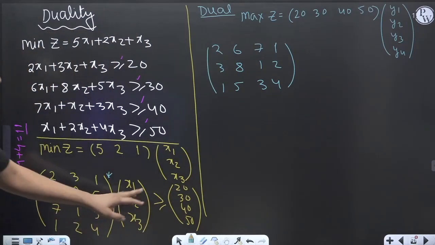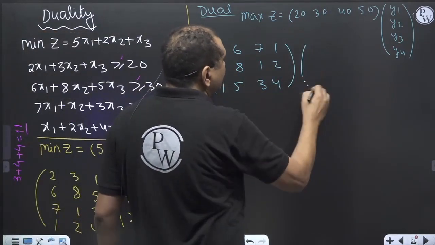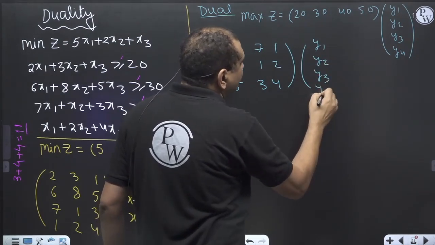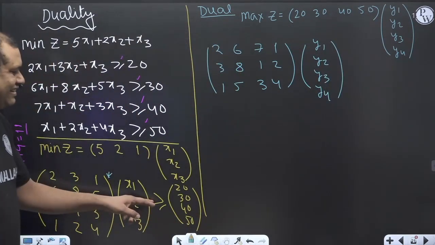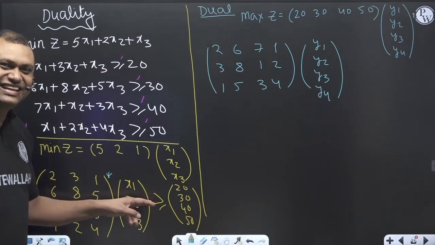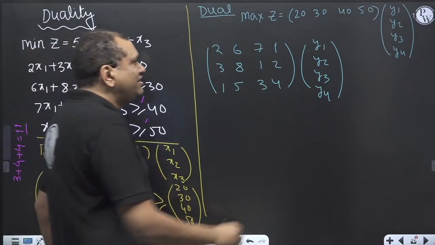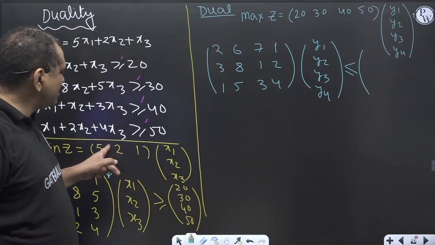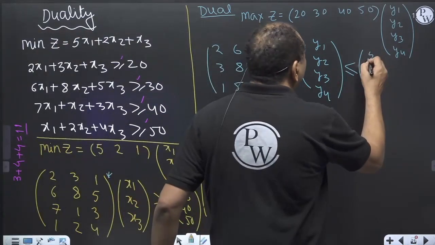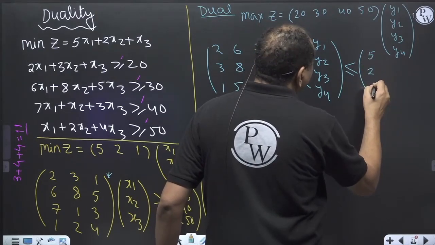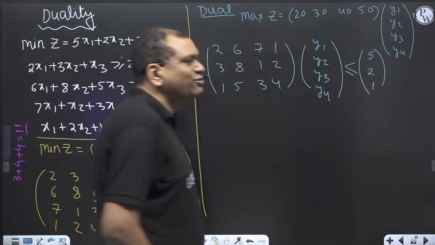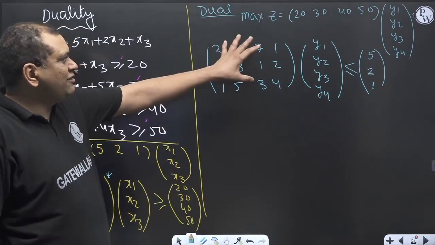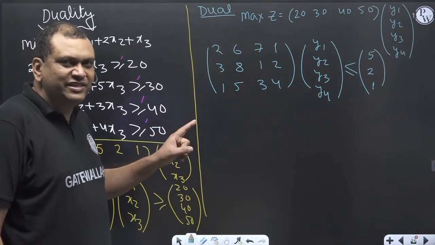Transpose, na? And of course the variables will be y1, y2, y3, y4. This sign changes. Everything becomes upside down. This sign changes, and this matrix will come in the transpose form here, 5, 2, 1. This is your dual problem. Whether you solve this or this, the answer will come out to be the same.